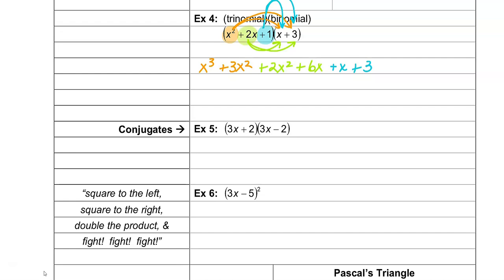So x cubed, right? That's just x cubed. There's no other like term. 3x squared and 2x squared is plus 5x squared. Plus 6x plus x is plus 7x and then plus 3.